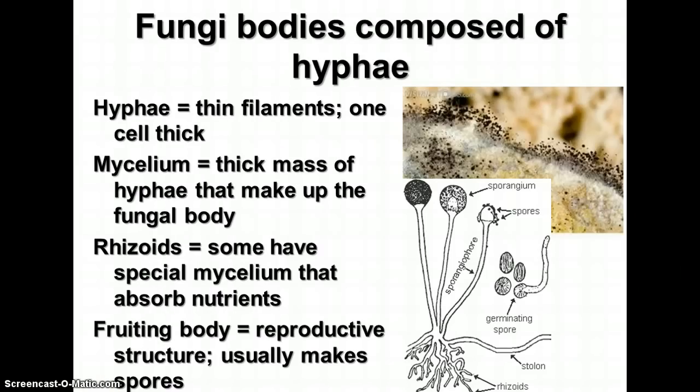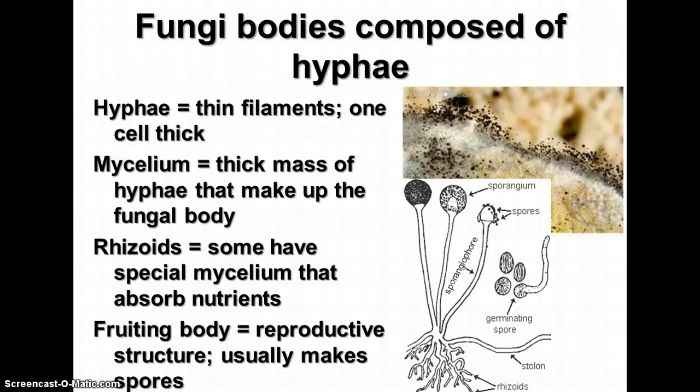So fungi bodies are composed of structures called hyphae. Hyphae are very thin filaments that are one cell thick, and altogether they make up the mycelium, which is the mass that makes up the fungal body. Now here we have a picture of bread mold, and you see the white fuzzy stuff there. That's made up of the mycelium of hyphae. The mycelium extends not only on the surface here, but also as it digs into and grows into the bread.